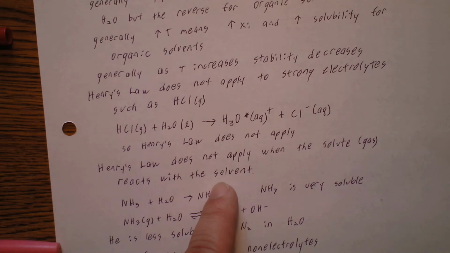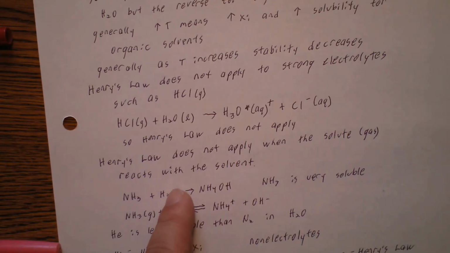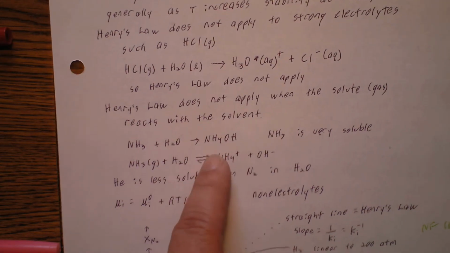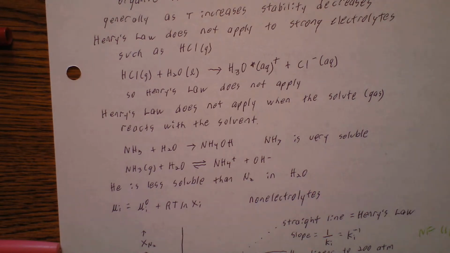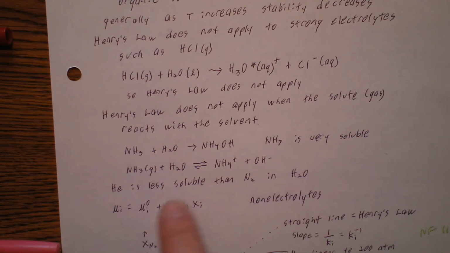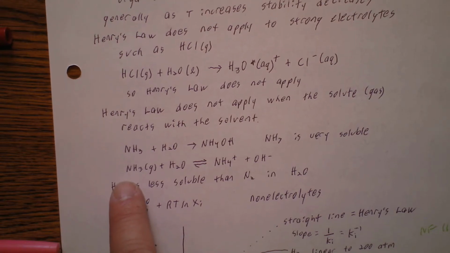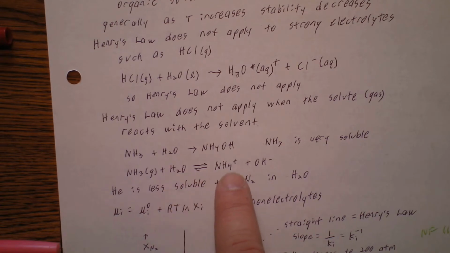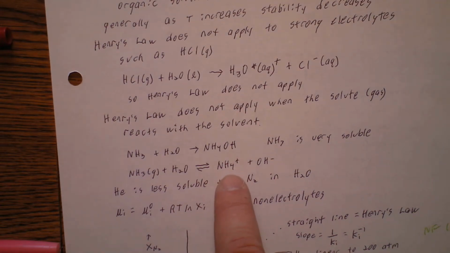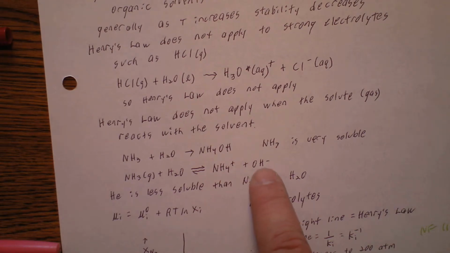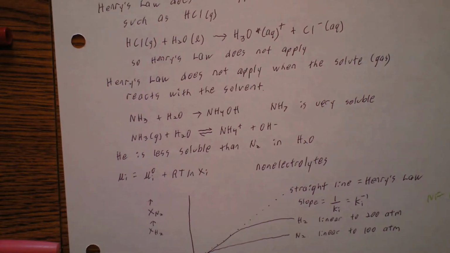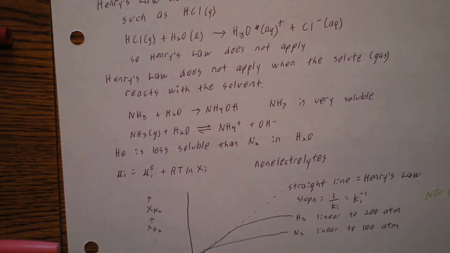Now Henry's law also does not apply when the solute, the gas, reacts with the solvent. For example, if we have ammonia gas and H2O liquid, you're going to get ammonium hydroxide. So NH3 is very soluble, but it's different from an ideally dilute solution. Likewise, if we have ammonia gas plus H2O, it's actually in equilibrium with ammonium ions and then the hydroxide ions. Now helium is even less soluble than nitrogen in water, which you kind of expect because it's a tiny molecule and has no polarity at all.